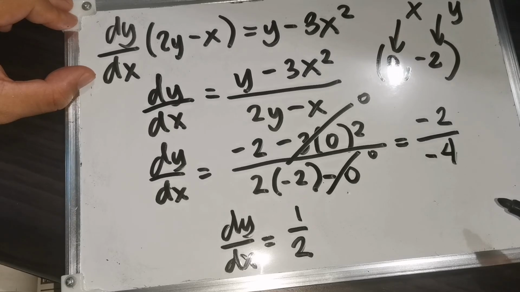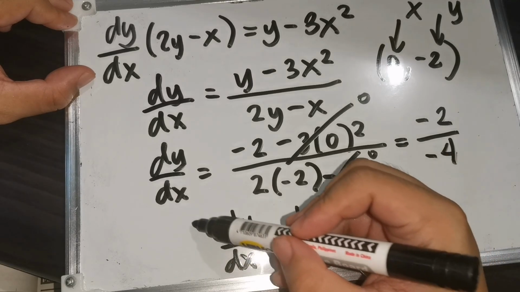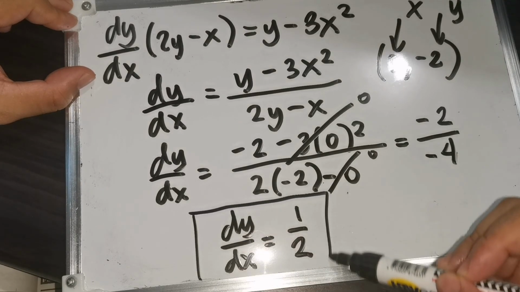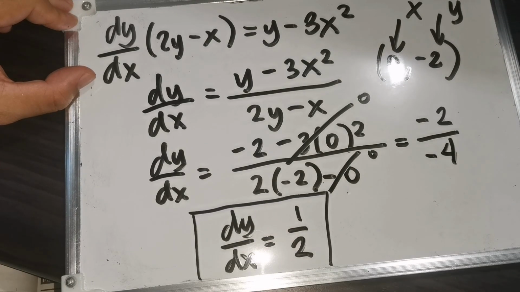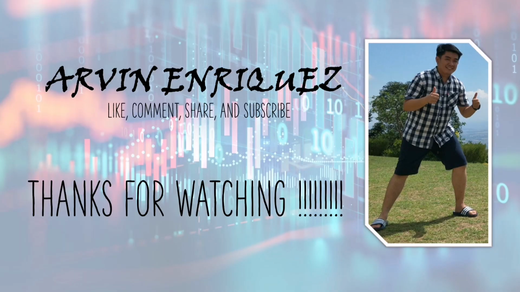So therefore, with a given equation and a given point, by simply applying implicit differentiation, and we're asked to find the value of dy over dx, our final answer for this problem is equal to positive 1 half.